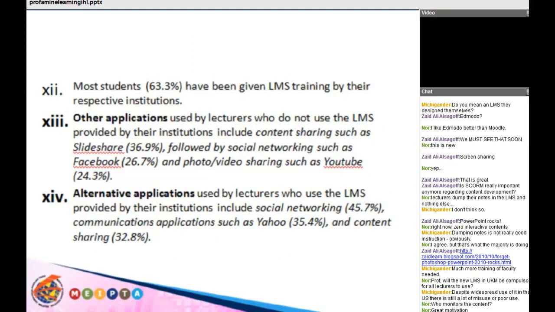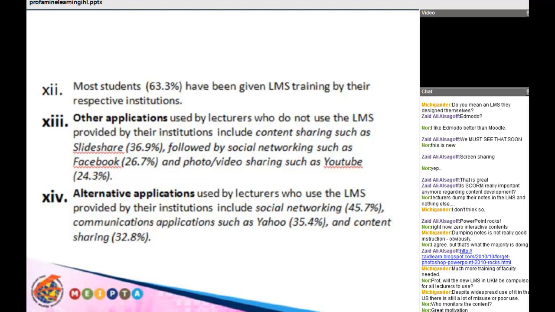Now we also wanted to find out whether the other 27% or 23% who are not using the LMS are using what we call e-learning too. We found that to a certain extent, the lecturers are using other applications like SlideShare, Facebook, YouTube, but not to a great extent. And we also found that there are lecturers who, besides using the LMS, are also using other applications. So I think this is great.